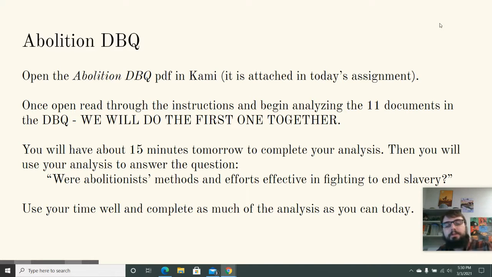Okay, then you will use your analysis to answer this question. Were abolitionist methods and efforts effective in fighting to end slavery? Okay, so you're going to answer that question. We're doing all this DBQ analysis today, and it's beginning tomorrow to answer a CER question tomorrow.